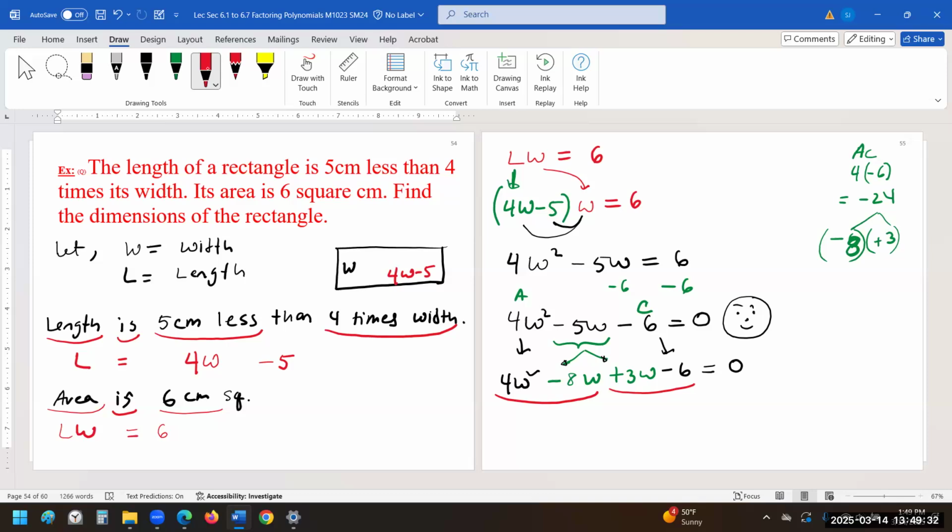So what do you see in the first group? 4w. What remains? w minus 2. What do you see in the second? 3, but you have to keep the sign from the 3 also. w minus 2. We still have 2 groups. So what do you see in both groups? w minus 2.